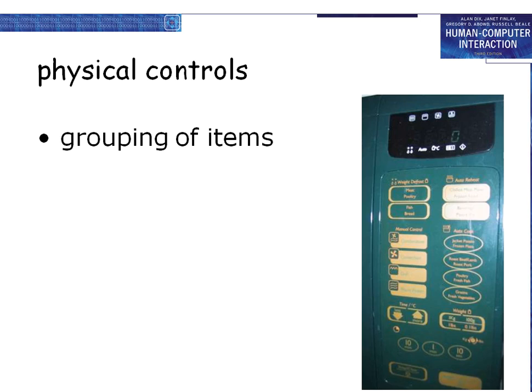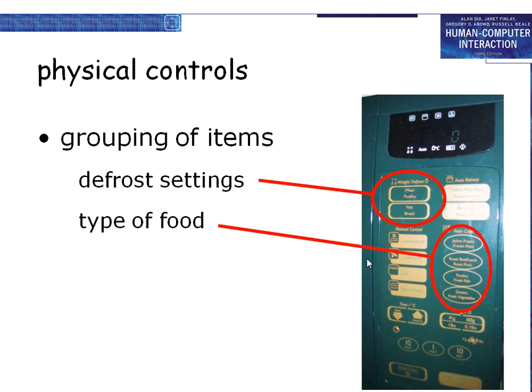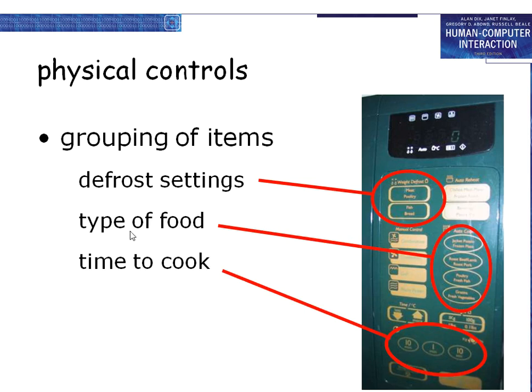So the second, after the screen layout, is physical control. We can make grouping of items like this. Actually, this is the interface on the washing machine, and we can make a grouping. This is the group for defrost setting. Sorry, it's not the washing machine, but this is the microwave.